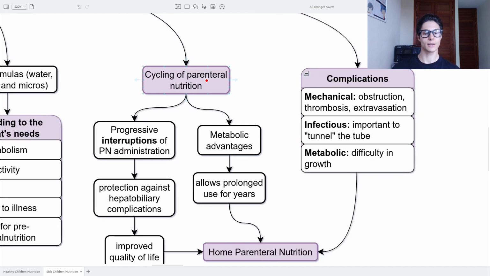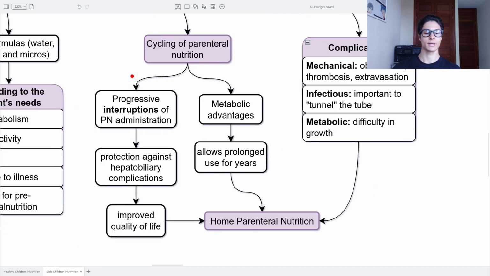And then there is the cycling of parenteral nutrition. So it is very important to progressively interrupt the parenteral nutrition administration. Why? Because this will protect against hepatobiliary complications, and it will improve the quality of life as well. But there are also metabolic advantages, and this will allow a prolonged use of the parenteral nutrition in case it's for the long term, for years.